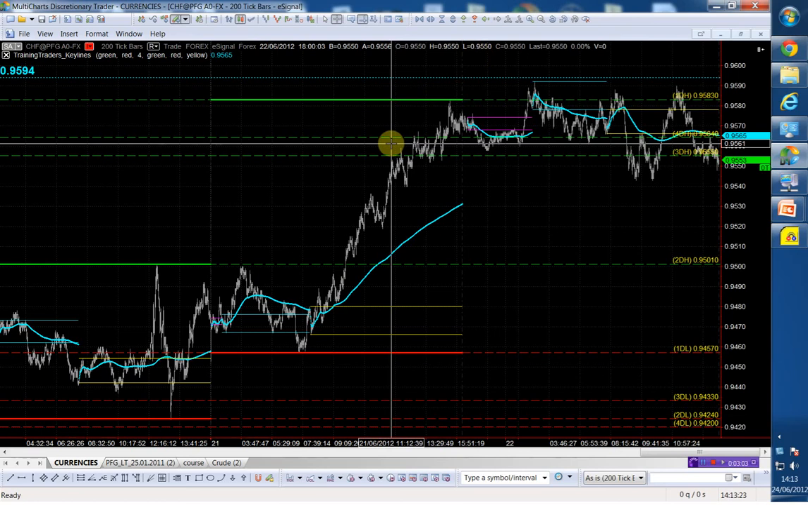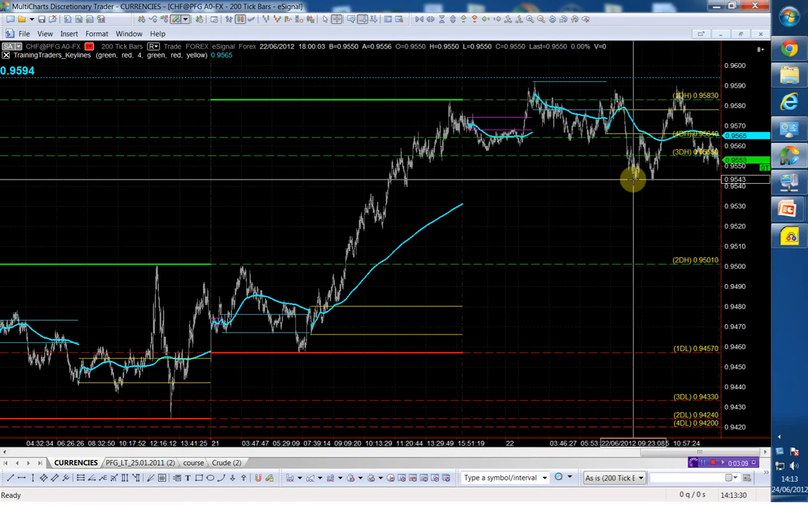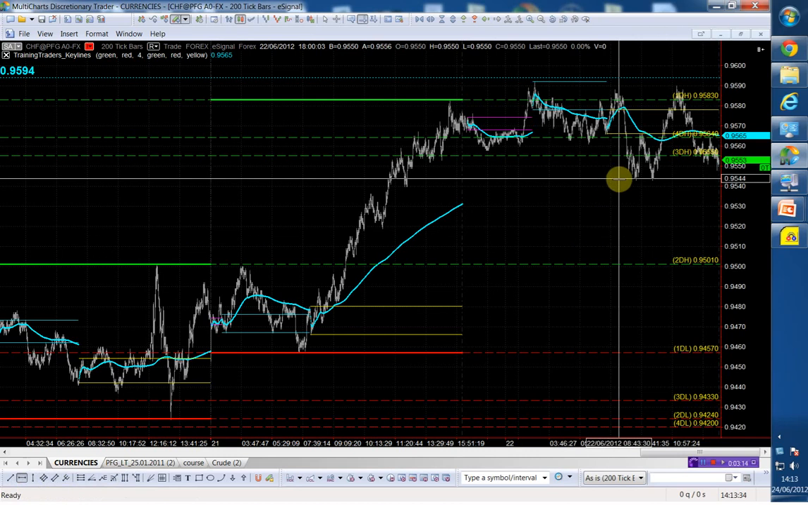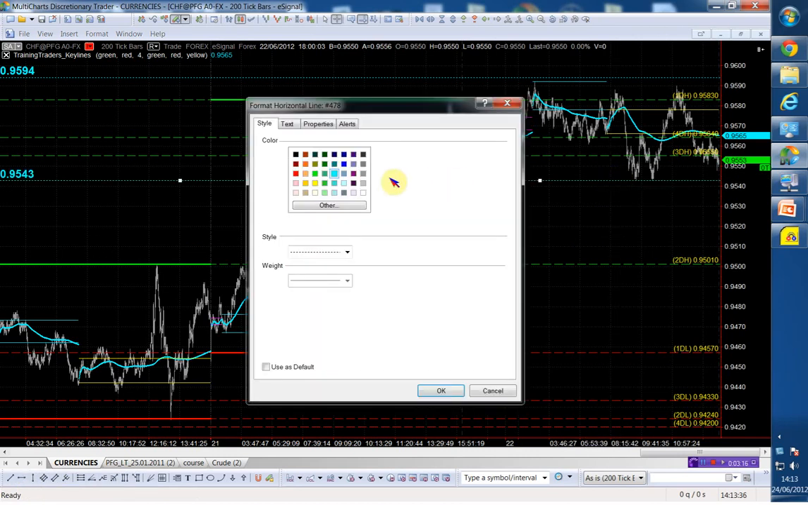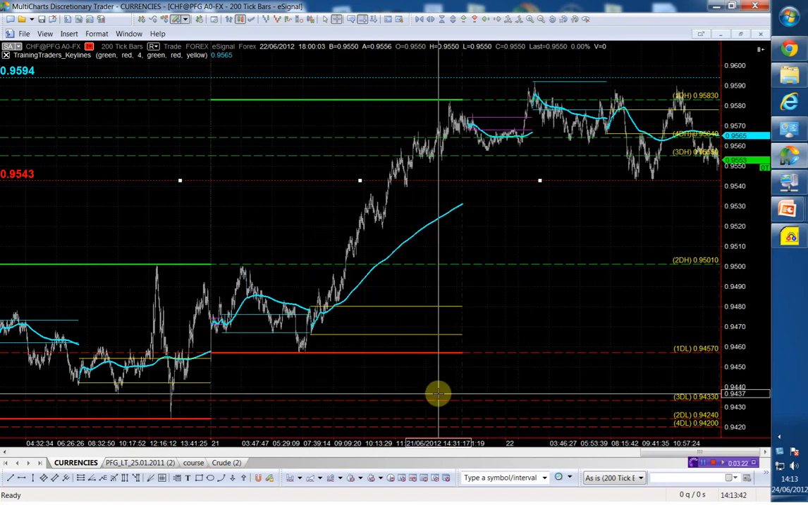You always have to do the what-if scenarios. So we can only go short if it breaks below here, which can be construed as a minor selling point, and therefore I'm going to make it red. When I put a red line on my charts, that indicates a selling point.